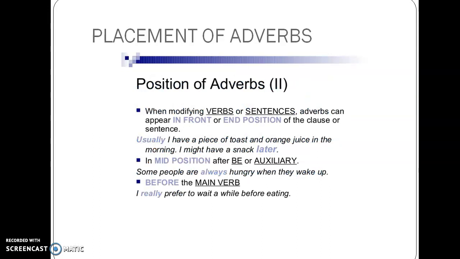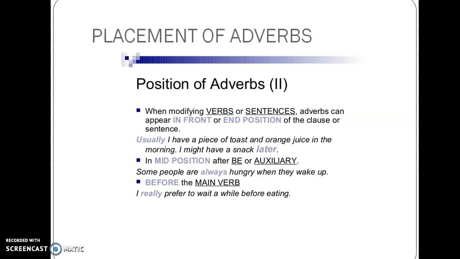When modifying verbs or sentences, adverbs can appear in the front or end position. Usually, I have a piece of toast and orange juice in my morning. Here, usually, an adverb of frequency, has come in the beginning of a sentence. I might have a snack later. Now, here, the adverb has been placed towards the end of a sentence. Adverbs can also be placed in the middle.